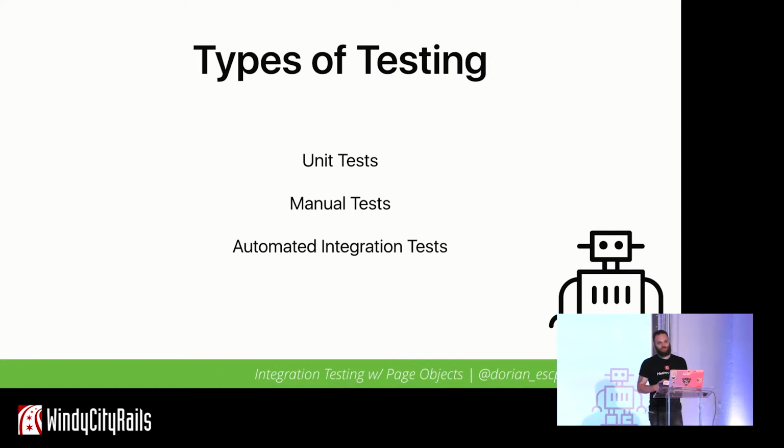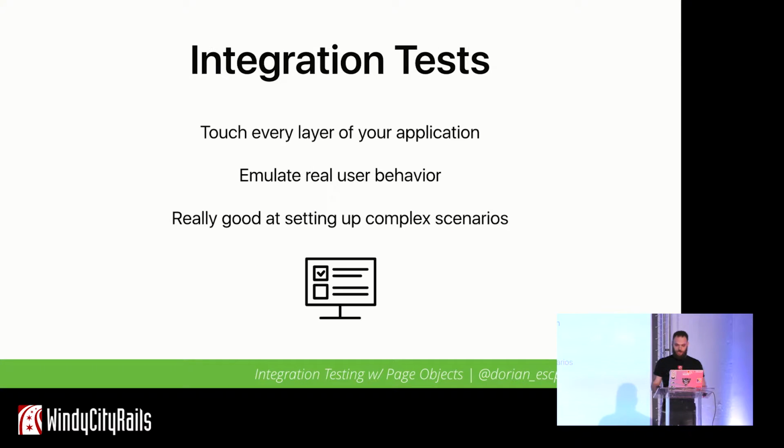There's manual tests, and that's what automated integration tests are trying to solve, because those take a lot of time. So integration tests really touch every layer of your application. The database, the views, the decorators, the models, external services sometimes. So they're really complex. They're hard to write. They try to emulate user behavior. So they'll do the same thing that the user would do. They would go and open a browser and click around.